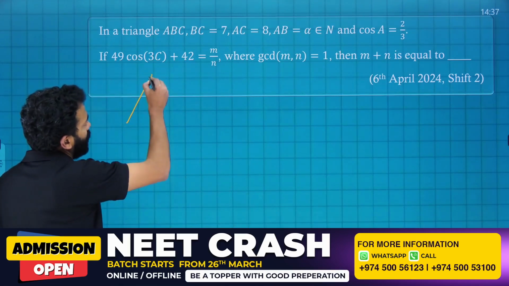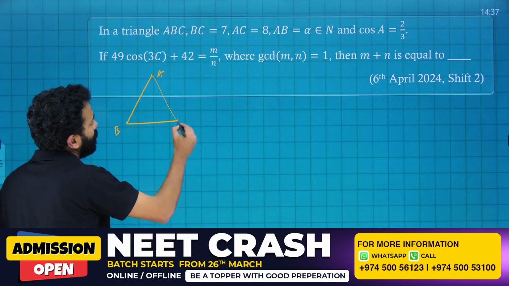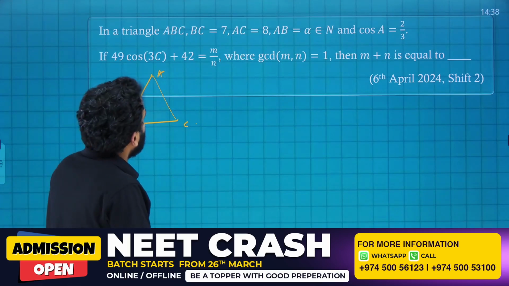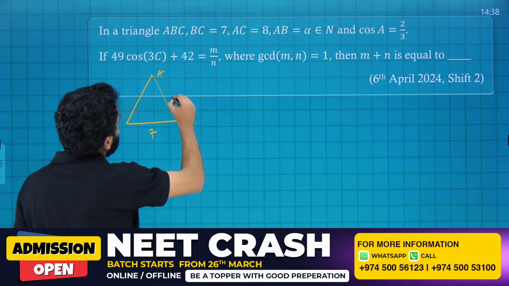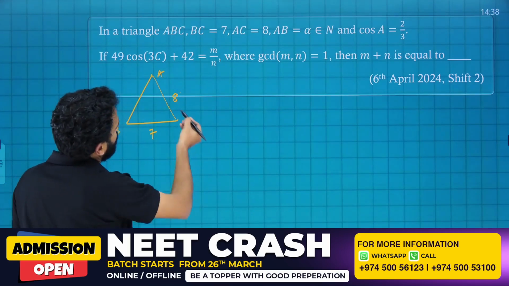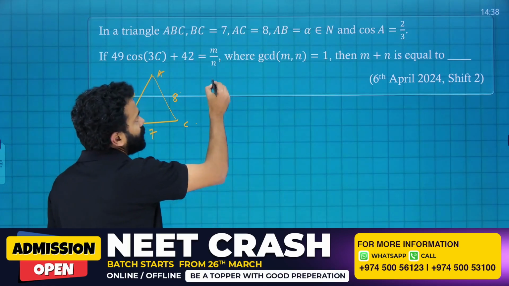Let's draw the triangle first. A, B and what? C. BC is equal to what? 7. And AC is equal to what? 8. And AB is equal to what? Alpha. So what is the formula for cos A?